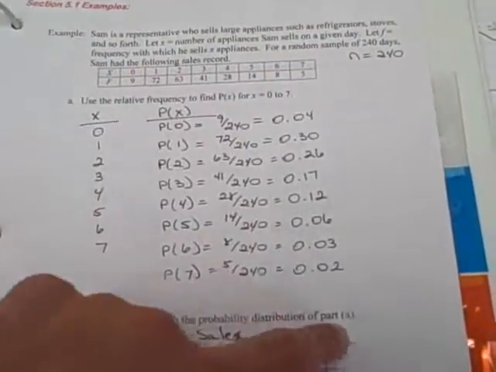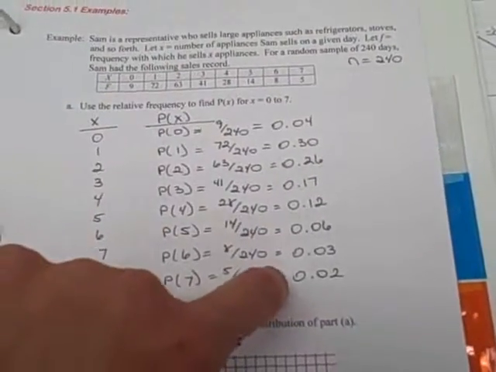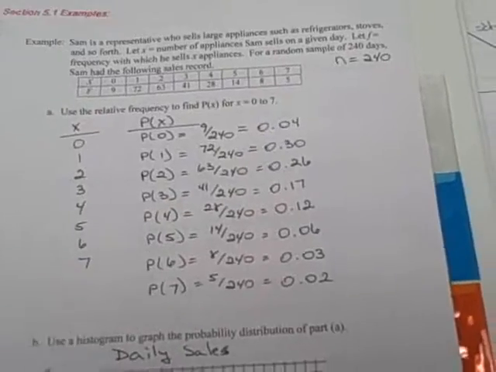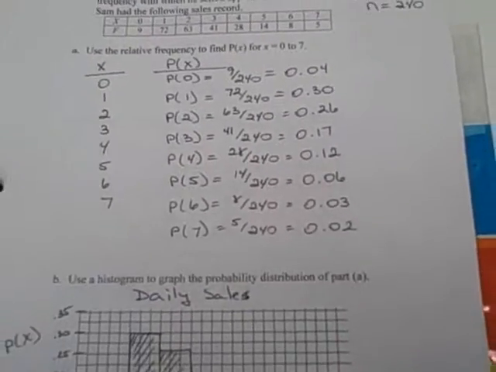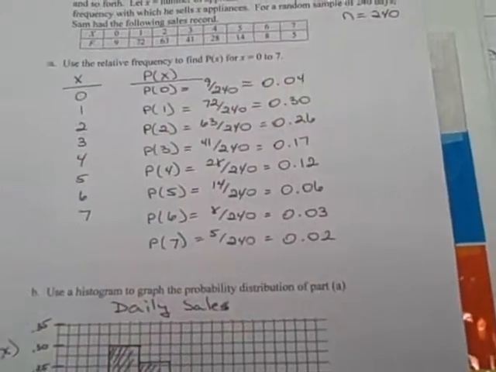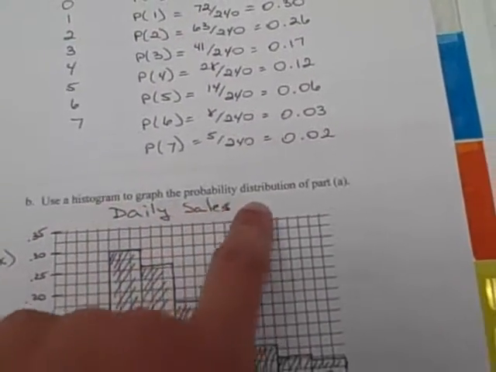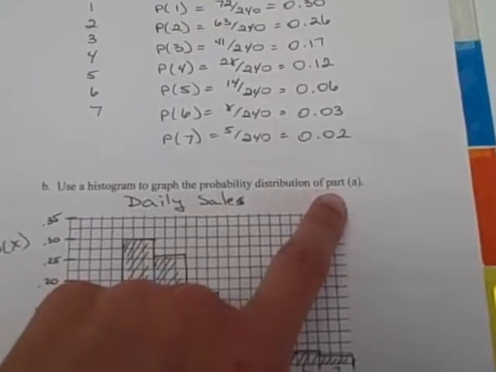Guys, this set of probabilities right here, this is your probability distribution. And we can graph these, we can find means, we can find standard deviations, we can do everything we want. So we've got our probability distribution. So let's come down here. We're going to use a histogram to graph the probability distribution of Part A.